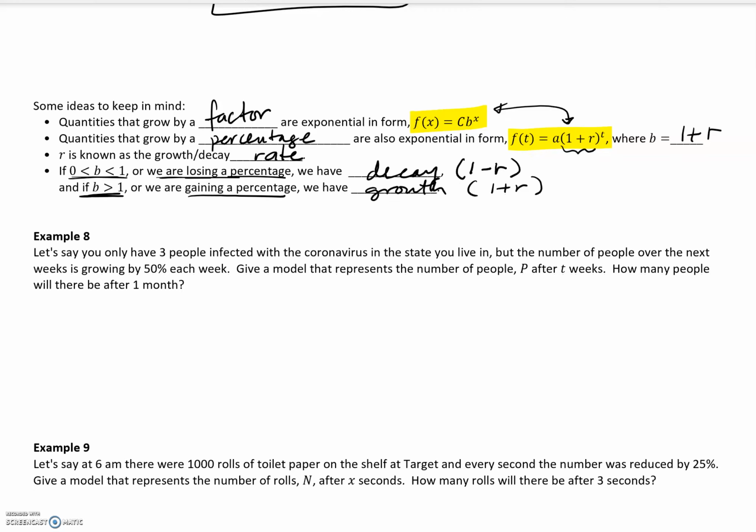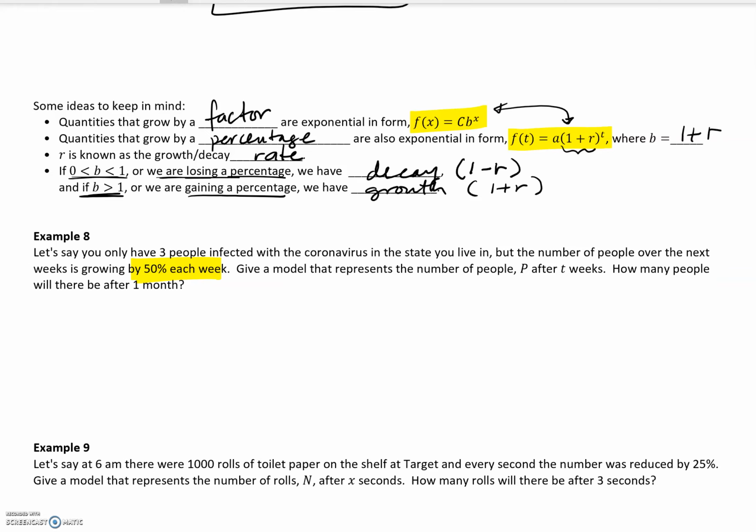Number 8 says, let's say you have 3 people infected with the coronavirus. So we're going back to that, similar to what we did at the beginning of the video, in the previous video, part 1 of this video, and in the state you live in. But the number of people over the next weeks is growing by 50%. So they give you a percentage. When there's a percentage increase, that's also going to behave exponential in form. Give a model that represents the number of people p after t weeks, and how many people will there be after 1 month.